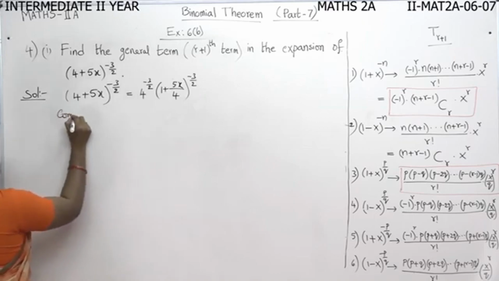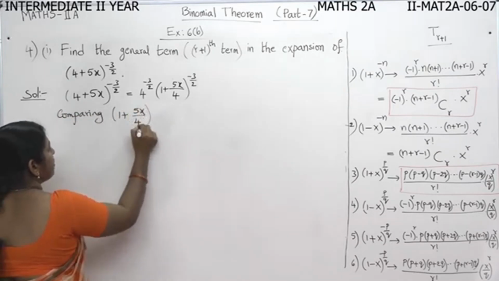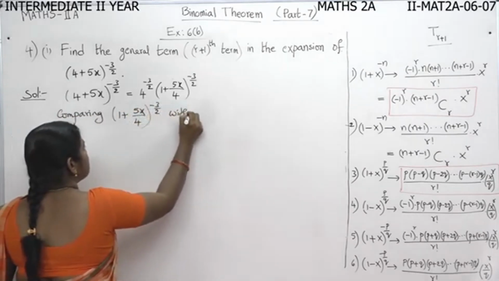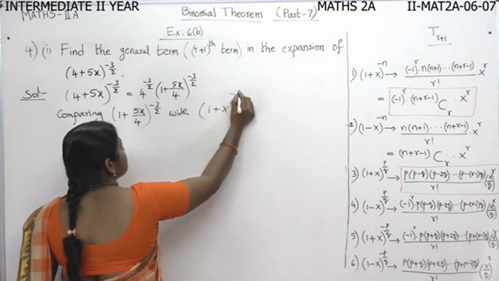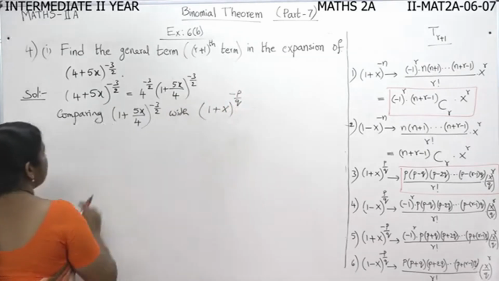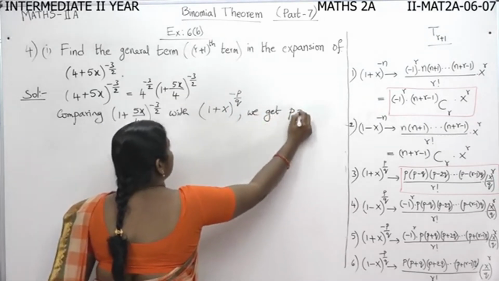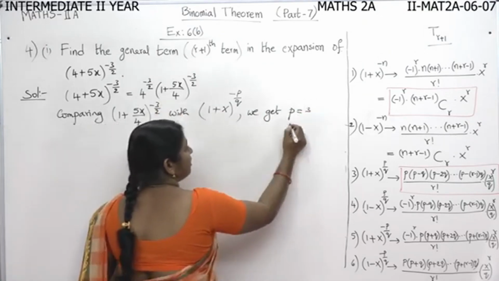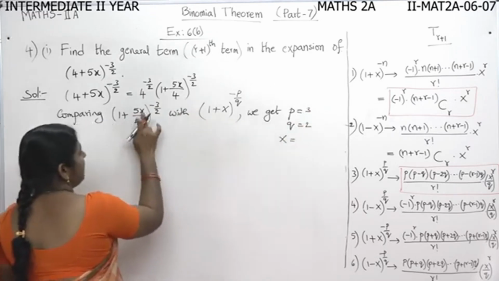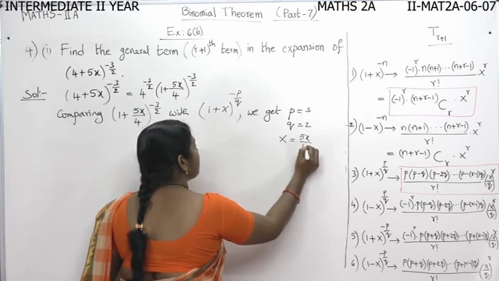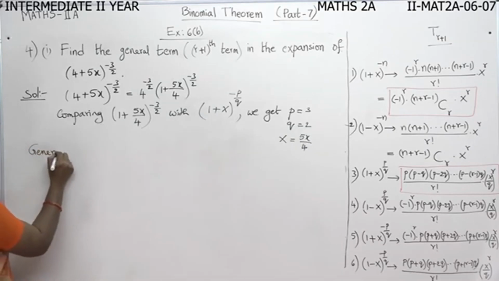Now comparing this, 1 plus 5x by 4 to the power of minus 3 by 2, with, see what format this is in, it is in the format of 1 plus x to the power of minus p by q. So comparing this with 1 plus x to the power of minus p by q, we get p value as, what is p? P is equal to 3, q is equal to 2, and x value is 5x by 4. Now what we have to find is the general term.